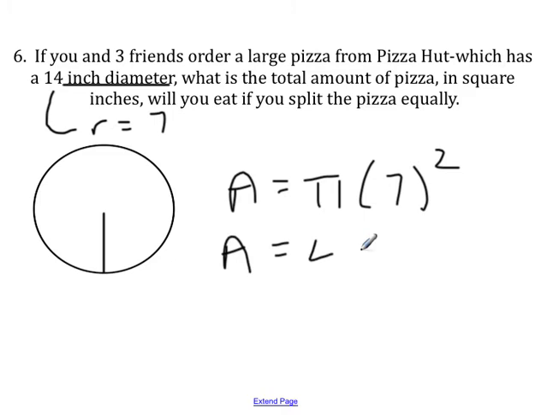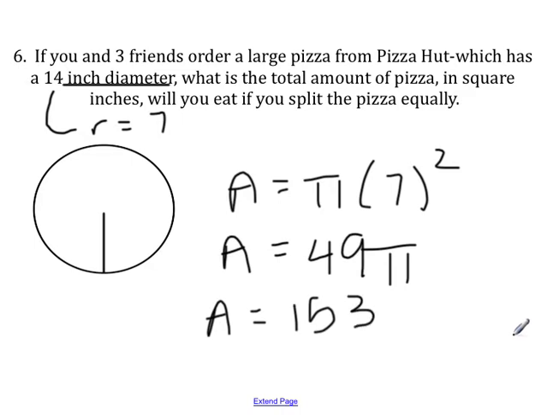Then we're going to put that into our calculator. We're going to do 49 times pi, and when you do that, you end up getting 153.94 inches. So that's the area of the entire pizza itself, 153.94 inches. Now, how much are each of you and your friends going to get to eat?